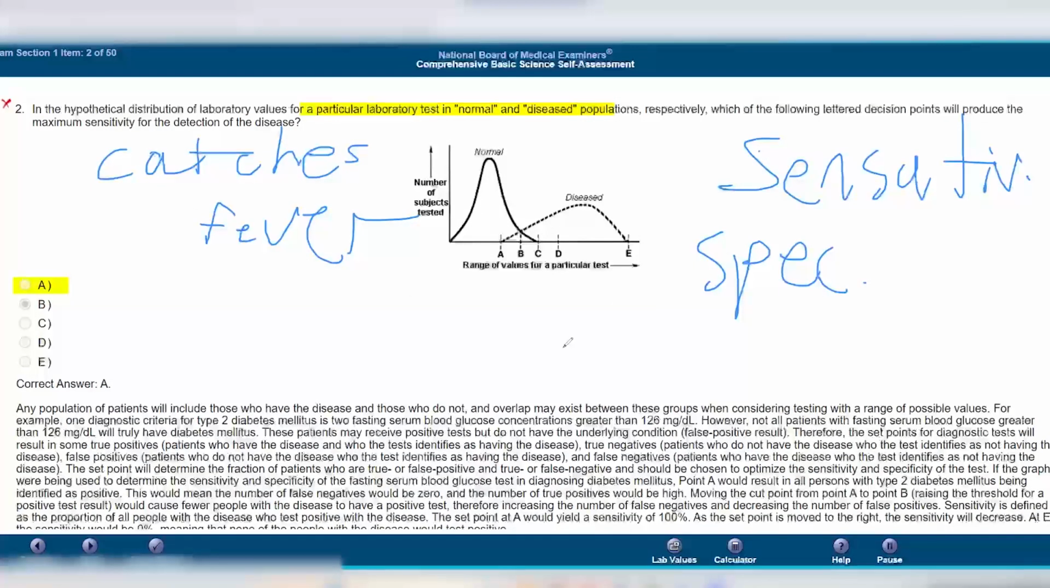Specific. Give me something that's specific. Maybe like a specific antibody for... Bingo. That's exactly it, for instance, like strep. Strep is a good one. If you're strep positive, that's hella specific. That means you likely have strep, right? But if you have a fever, it doesn't mean you have strep, right? It just means you're sick.